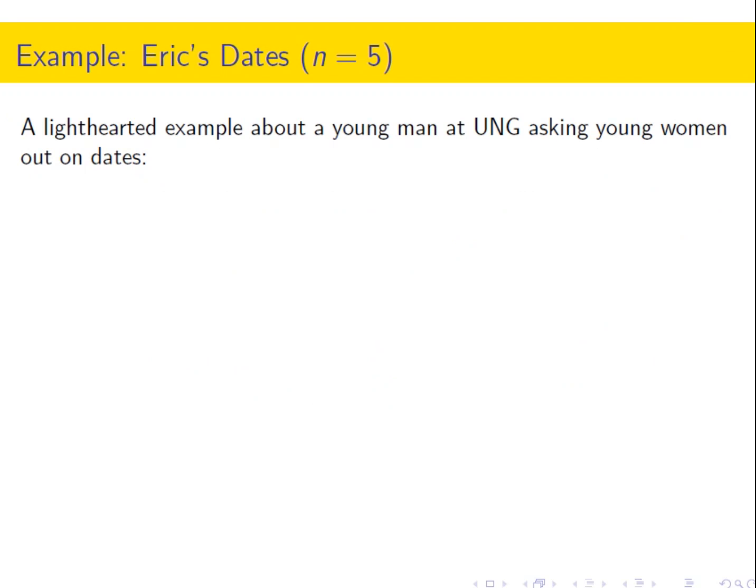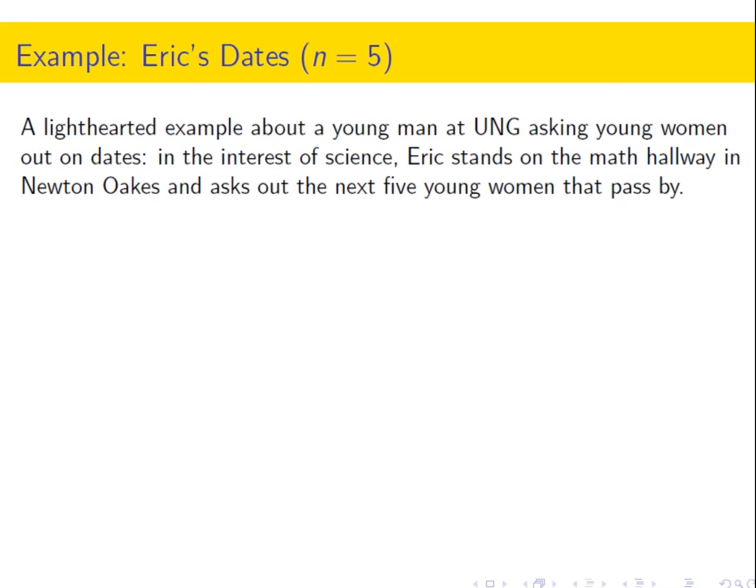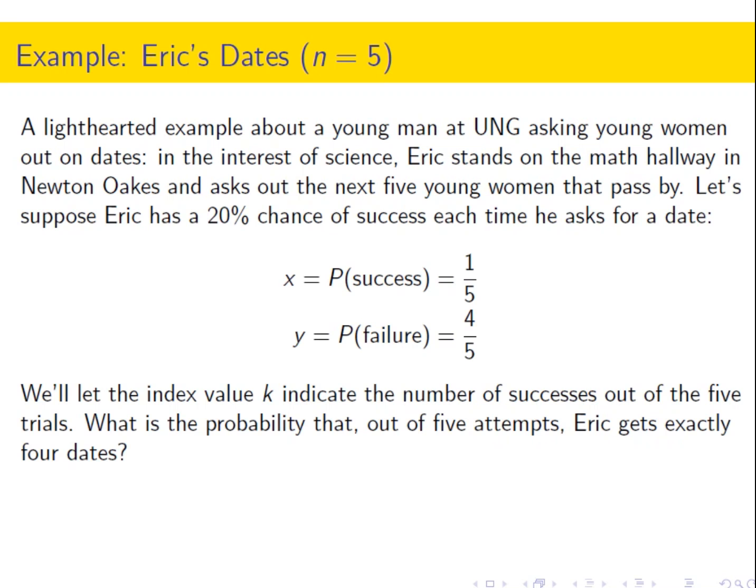This is a fun, lighthearted example about a young man at UNG asking young women out on dates. And this actually happened in my class about 13 or 14 years ago. And we joked about it. It didn't actually happen, but we set up this idea that in the interest of science, this young man named Eric would go out into the hallway, and the next 5 young women that come by, he's going to ask them out on a date. If we're going to use the binomial theorem, we needed to know what the probability of success was. And so we supposed that Eric had a 20% chance of success, and that was fixed.